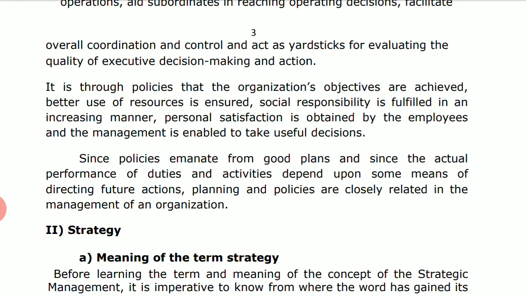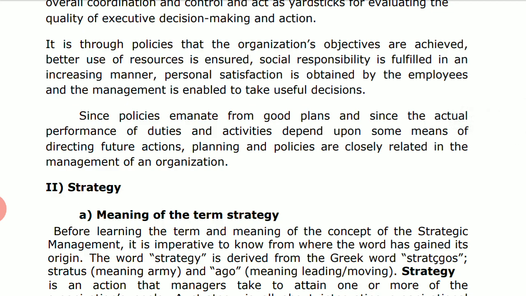Since policies emanate from the good plans, and since the actual performance of the duties and activities depends upon some means of directing future actions, planning and policies are closely related in the management of an organization. If you have studied somewhere in fundamentals of management, somewhere in the junior classes, planning and policies are very related terms. In fact, policies are a kind of plans, because it guides, and it actually helps day-to-day actions of the employees towards taking up different decision making.